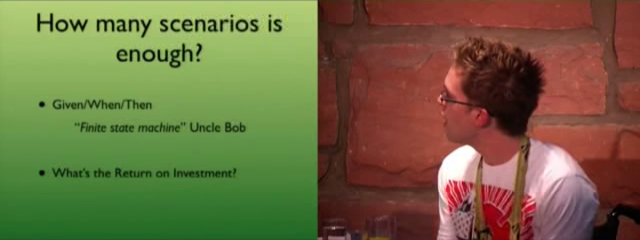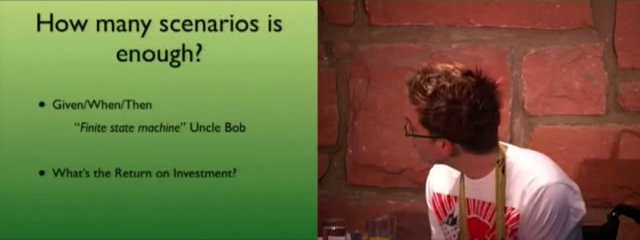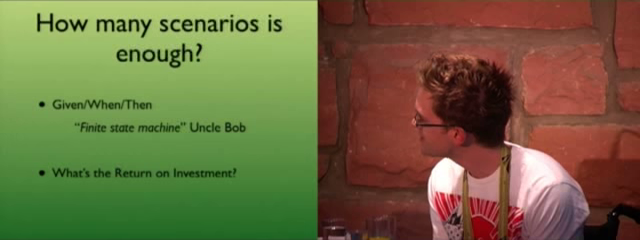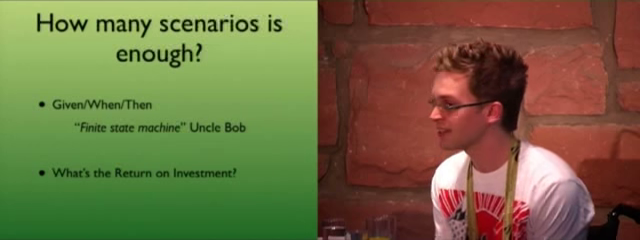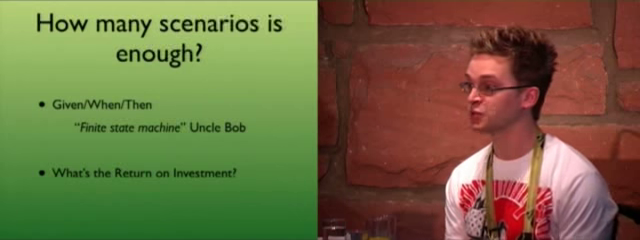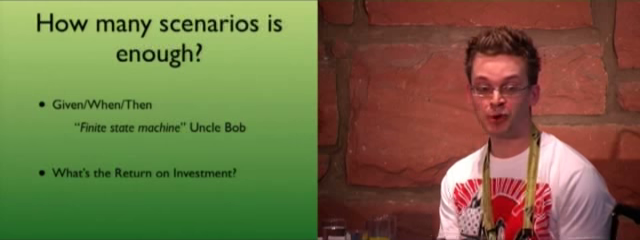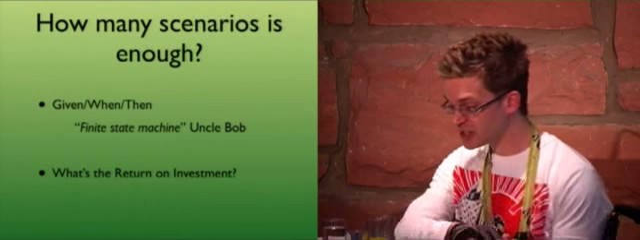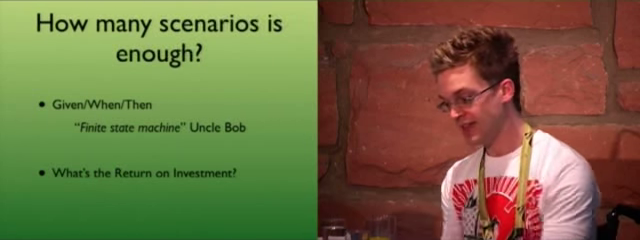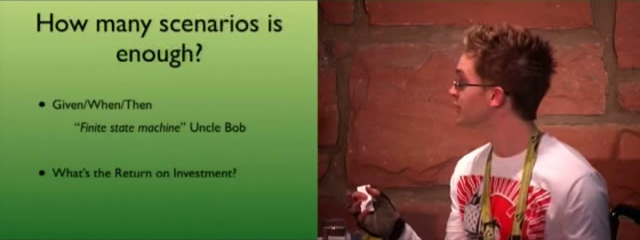Okay, so moving on to something more high level. How many scenarios is enough? Well, Uncle Bob Martin makes an interesting point. Given-when-then is very much like a finite state machine. If we think about every possible permutation, we could have a movie in a rental list, and then every possible action that could move us to another state, and then every possible outcome. We quickly hit a massive state explosion.